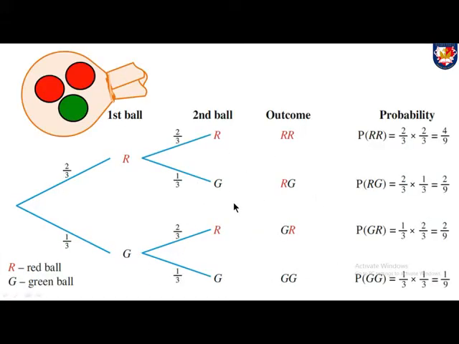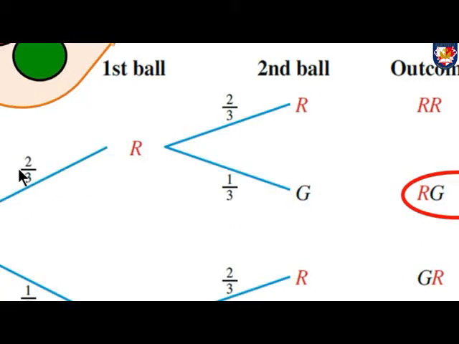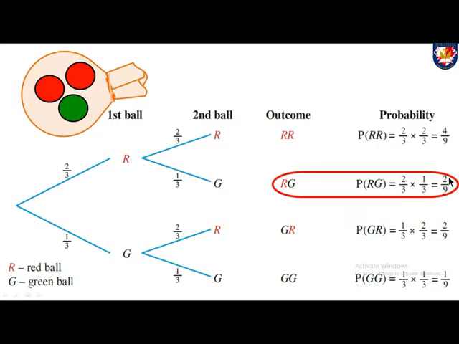So now we are going to find the probability of red at the first draw and green at the second draw. This is the favorable outcome, red and green. So the probability of red at the first and green at the second is 2 over 3 times 1 over 3, equal to 2 over 9.